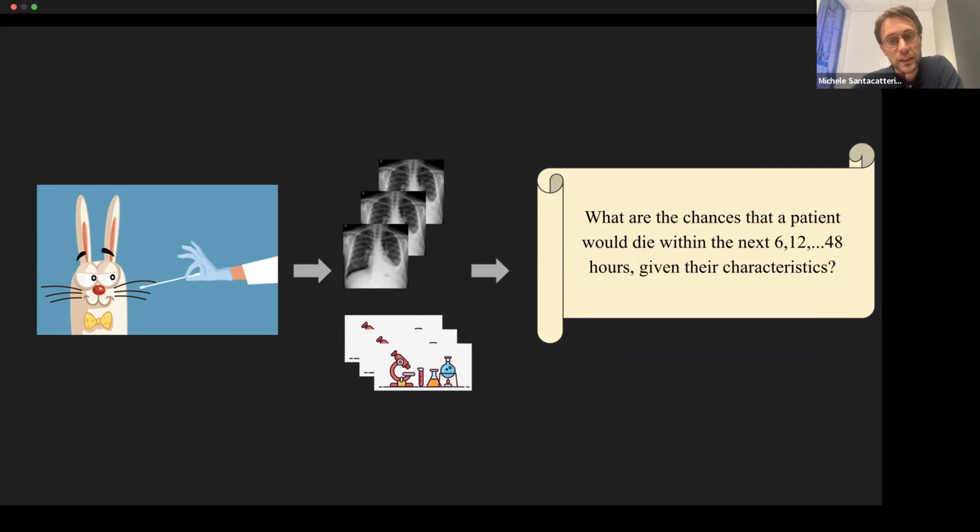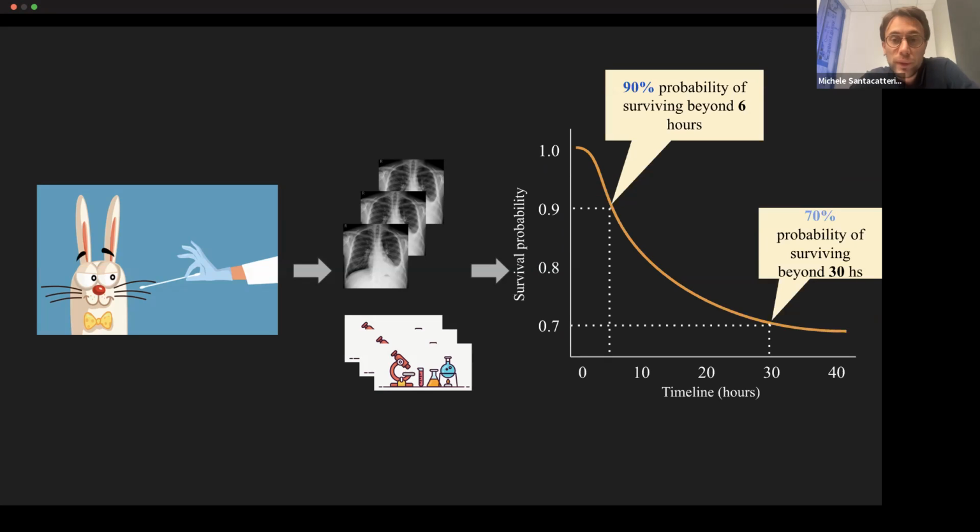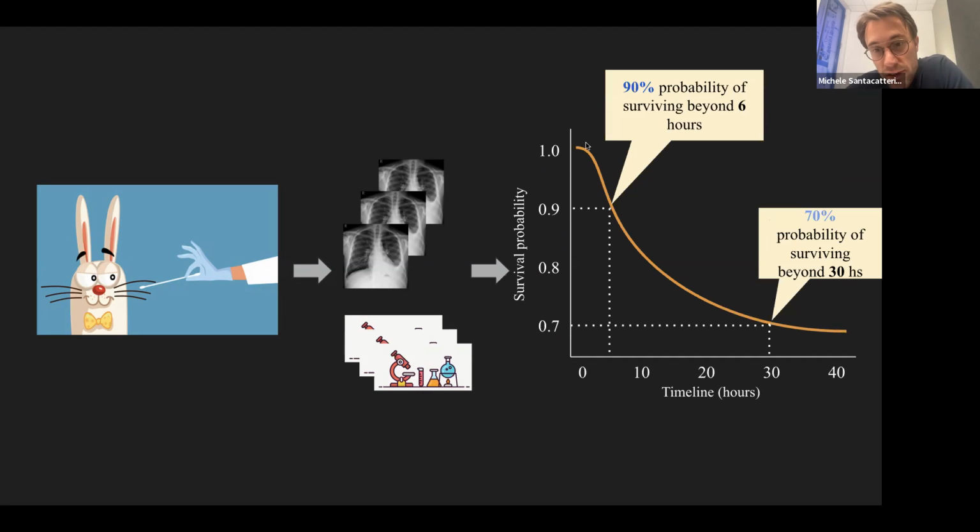So this very research question can be described and answered by using what we in biostats refer to as the survival curve. So here the example is, again, what are the chances that this person will die by 6 hours, 12 hours, and so on and so forth. So we can think of it as a survival curve in which the y-axis has the survival probability. Here it is just from 0.7 to 1.